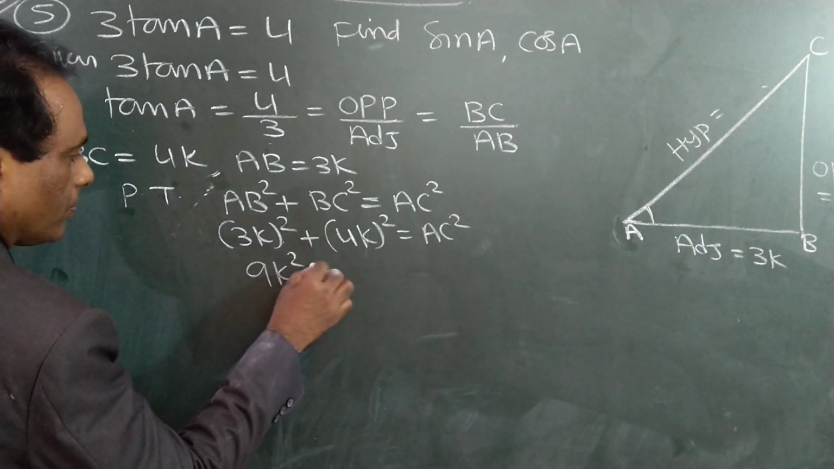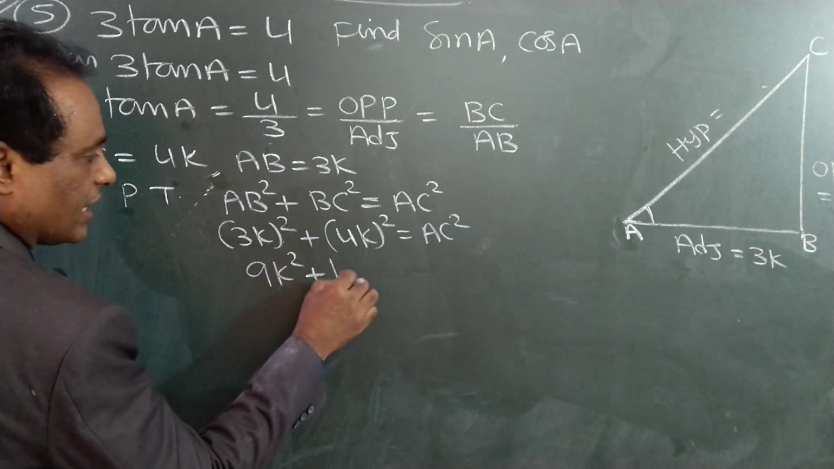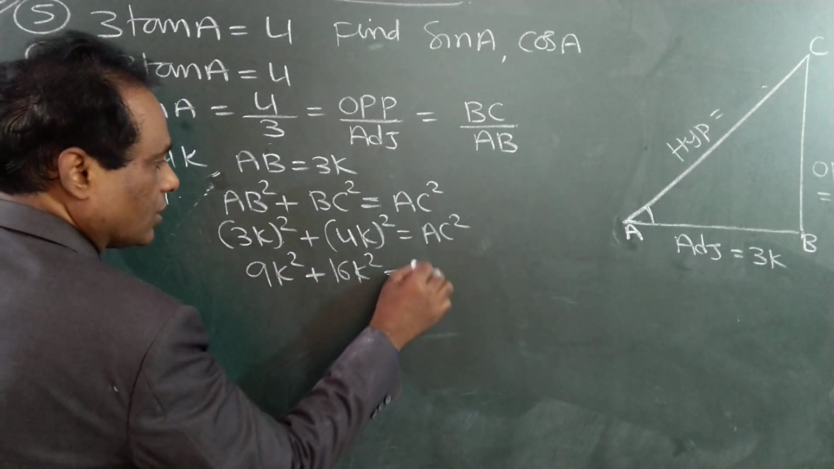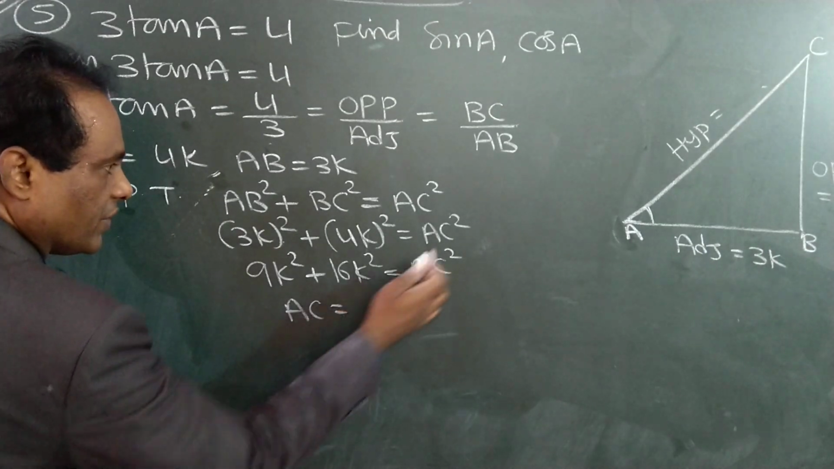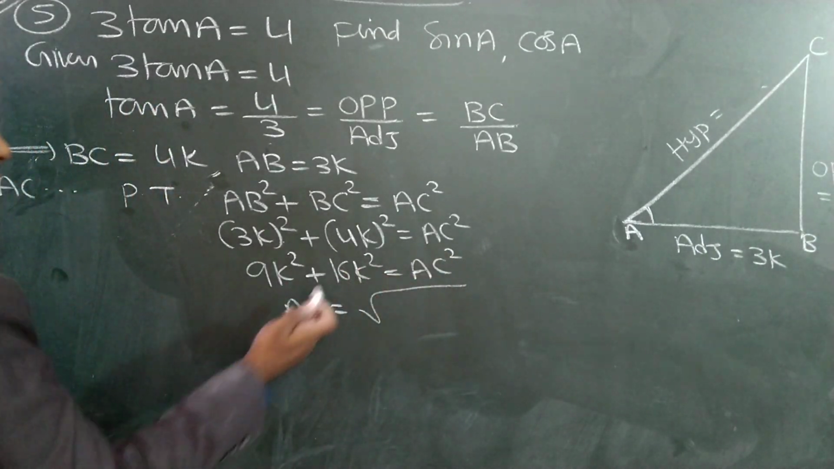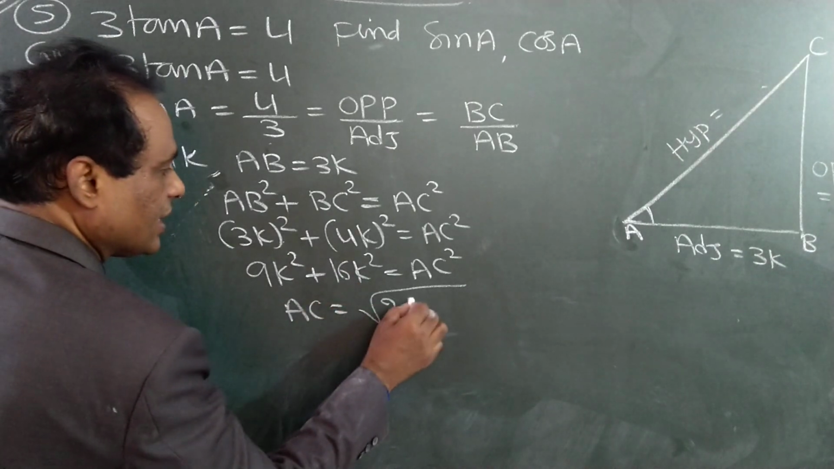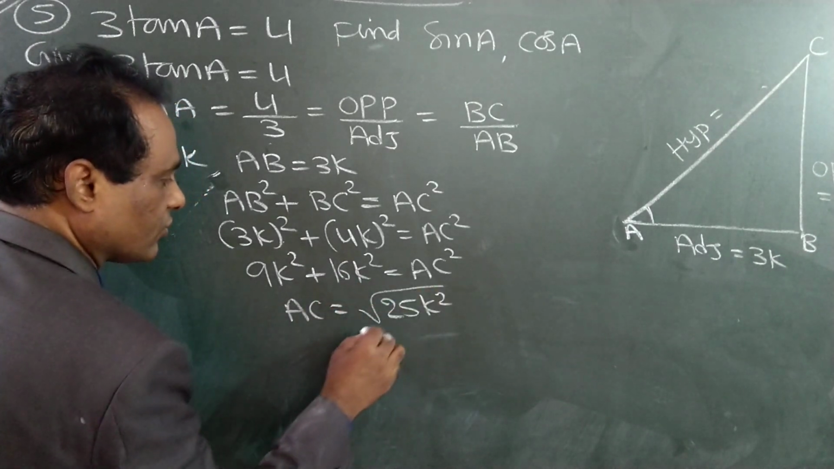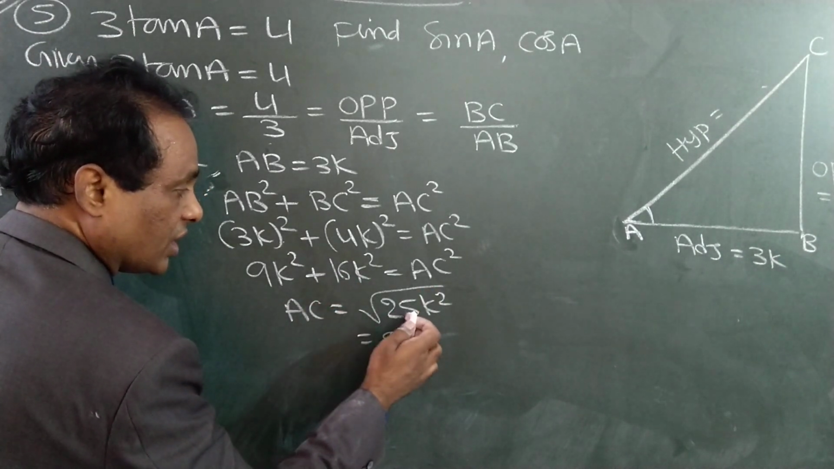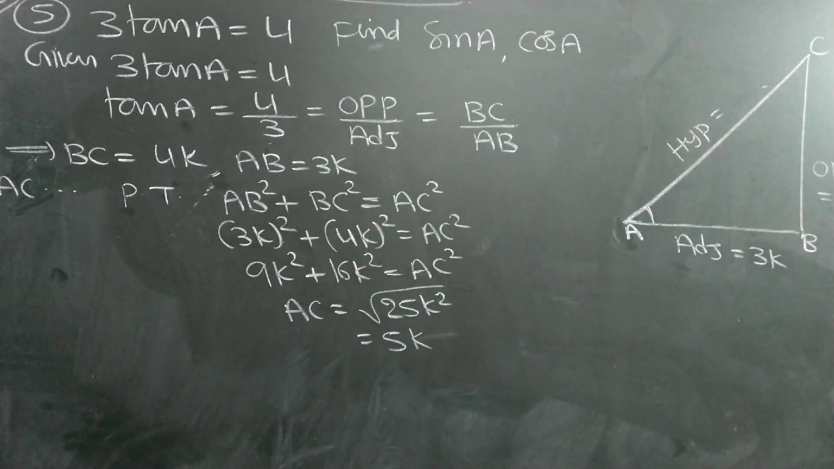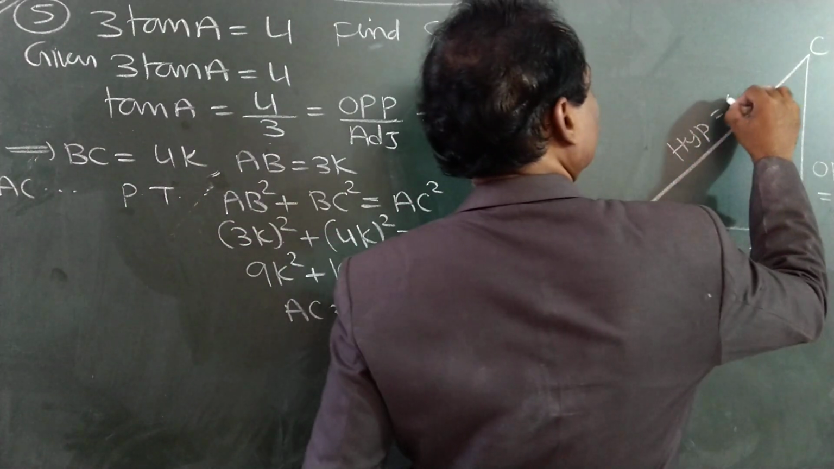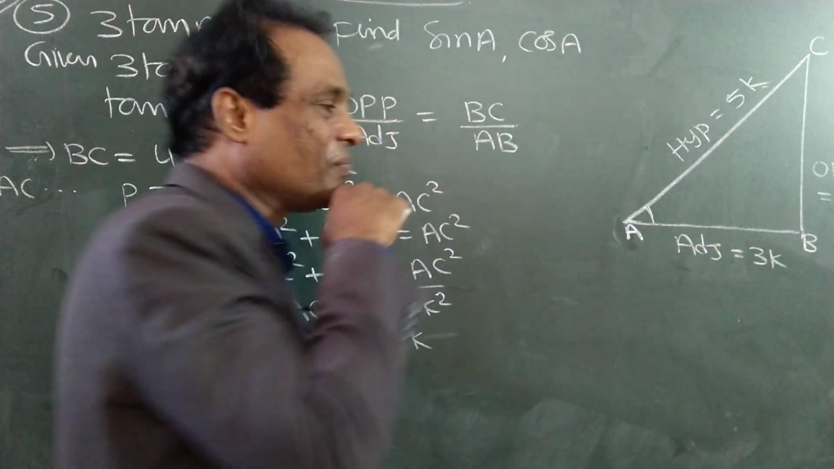3 square is 9K square, plus 16K square is equal to AC square. So if we remove the square, we will get root on this side. 9 plus 16 is 25K square. Root 25 is 5, square root cancels. So what is the hypotenuse? 5K. We got hypotenuse 5K.